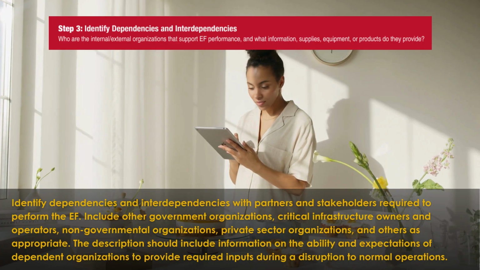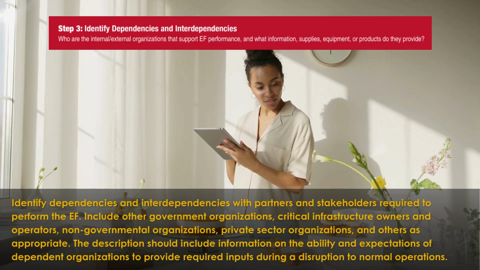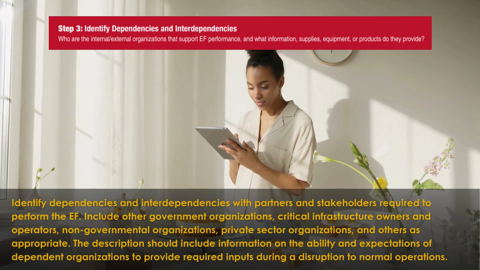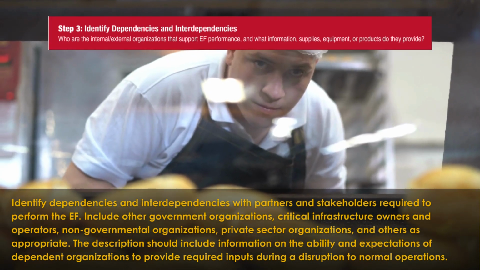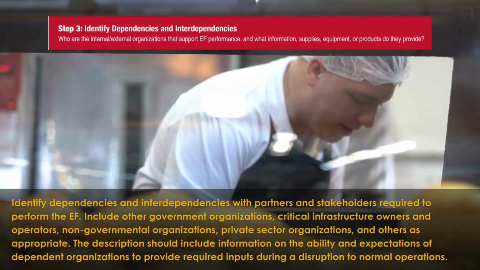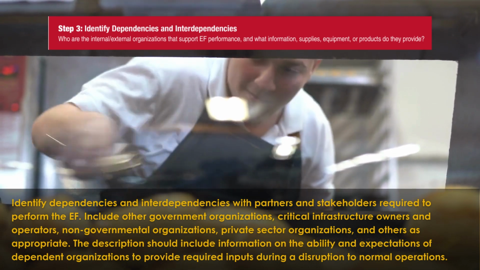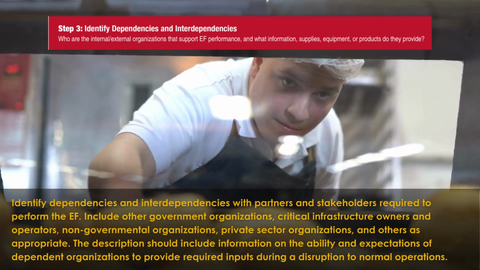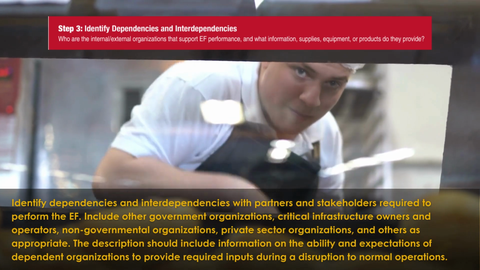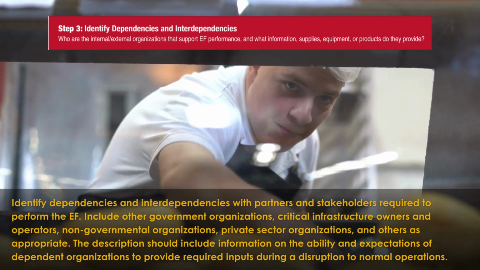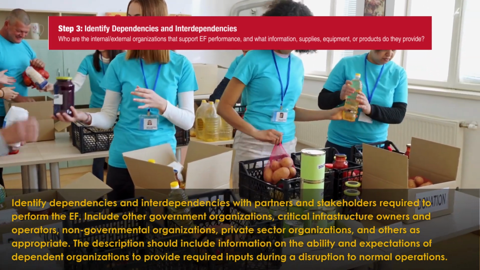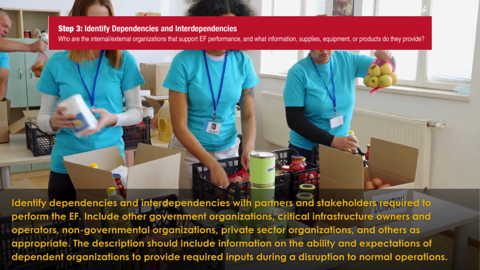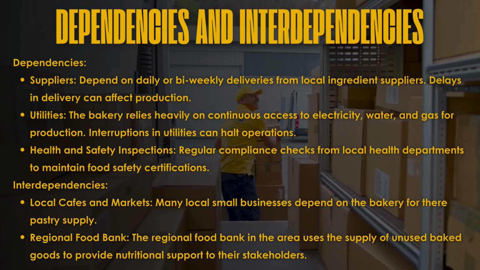Identify dependencies and interdependencies. In this step, we identify dependencies and interdependencies with partners and stakeholders required to perform the essential function. Include other government organizations, critical infrastructure owners and operators, non-governmental organizations, private sector organizations, and others as appropriate. The description should include information on the ability and expectations of dependent organizations to provide required inputs during a disruption to normal operations. The bakery has determined their dependencies and interdependencies.